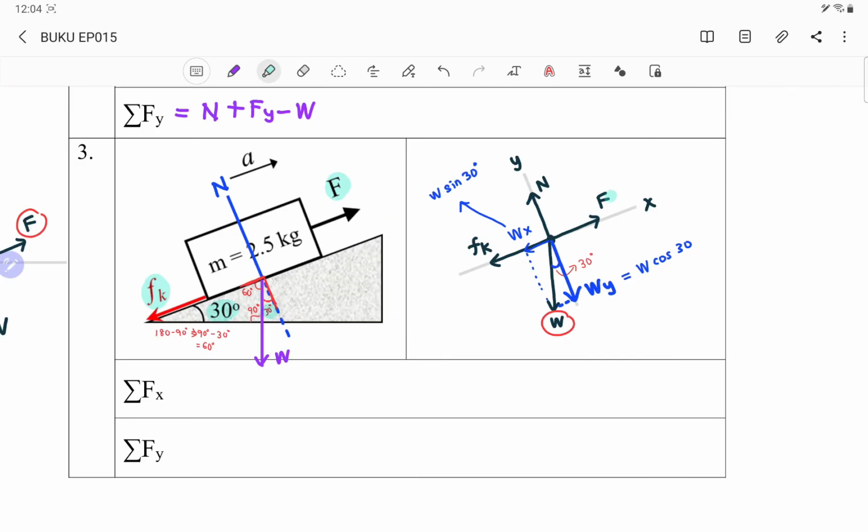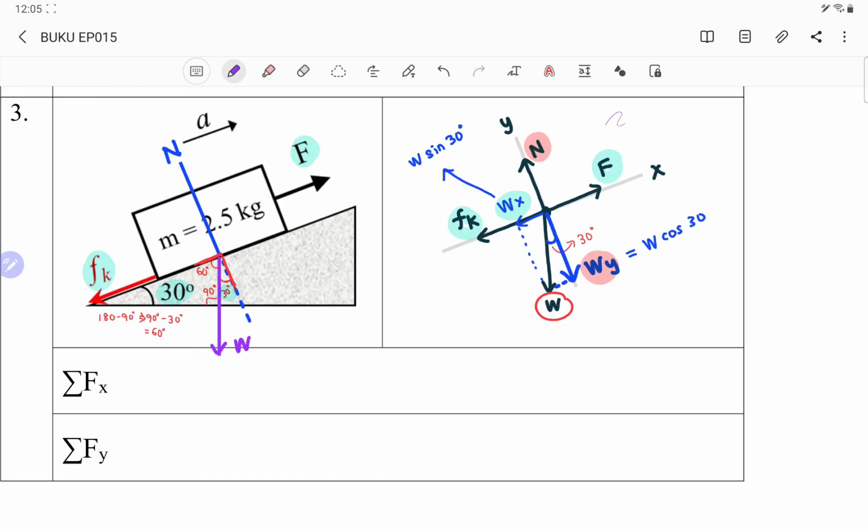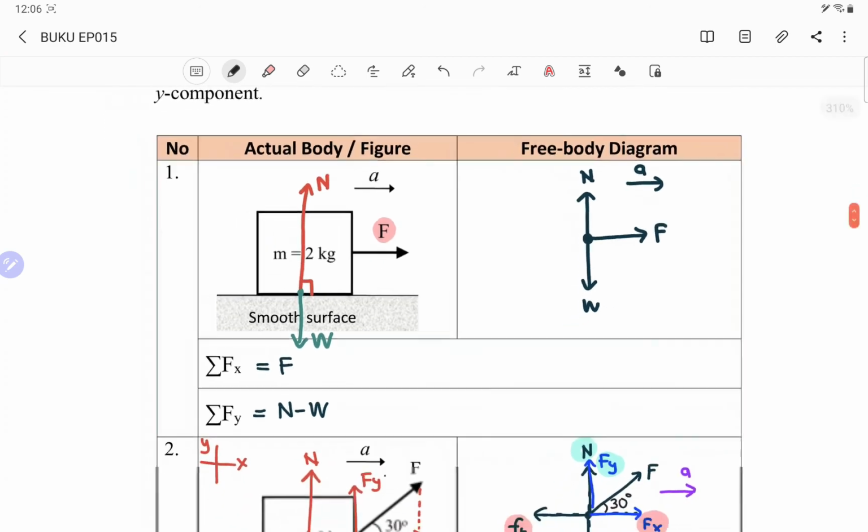Okay, so along x-axis, F, FK, and WX. Along Y, N and WY. And then arah motion dia ke atas. So along x-axis yang ikut arah gerakan adalah positif. So that is positive, negative, negative equals to F minus FK minus WX. For y-axis, N positif tolak dengan WY. Okay, so that's how you can draw the FBD. Lepas tu buat equation for X and Y component.